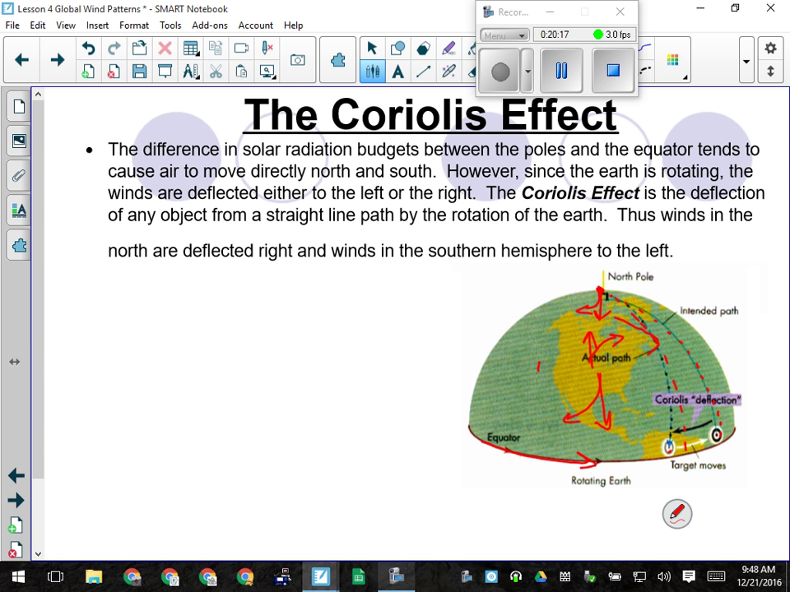Okay, so that's the Coriolis effect. We definitely need to know that one. It's the deflection of any object from a straight path by the rotation of the Earth. All right, Tiana, can I get you to turn that light back on?